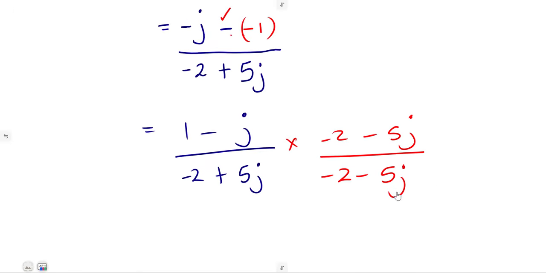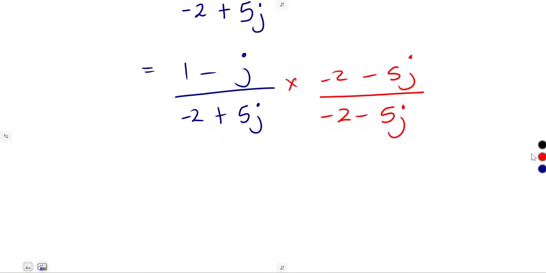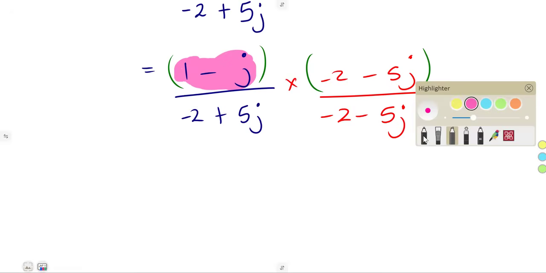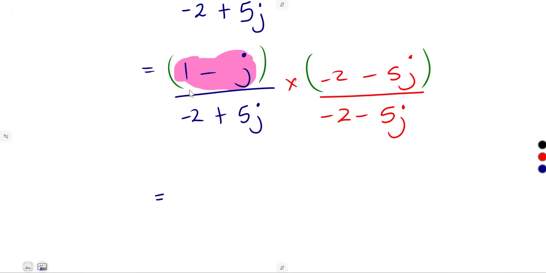Let us expand our numerator. The numerator in this case has 2 brackets, that is why we're saying expand. So you need to multiply. 1 is going to multiply everything in the second bracket. The same thing with the minus j. It multiplies everything in the second bracket. Okay, so let's start with 1. 1 times minus 2 is minus 2. 1 times minus 5j, that's minus 5j. So we are done with the 1. We move on to the minus j.